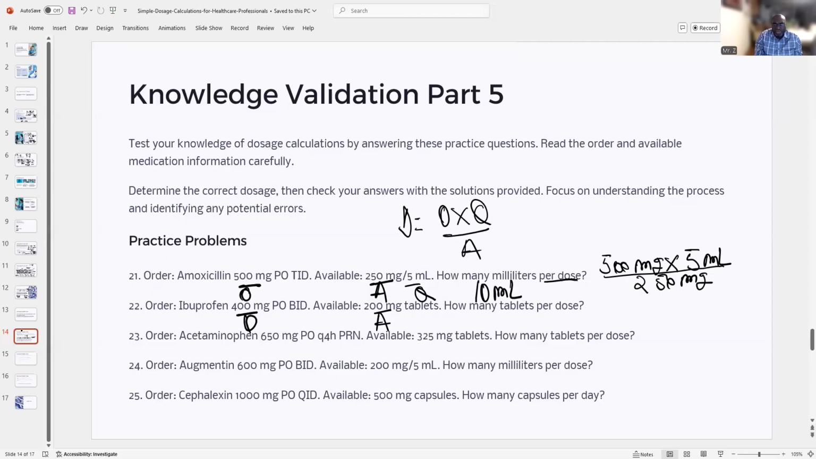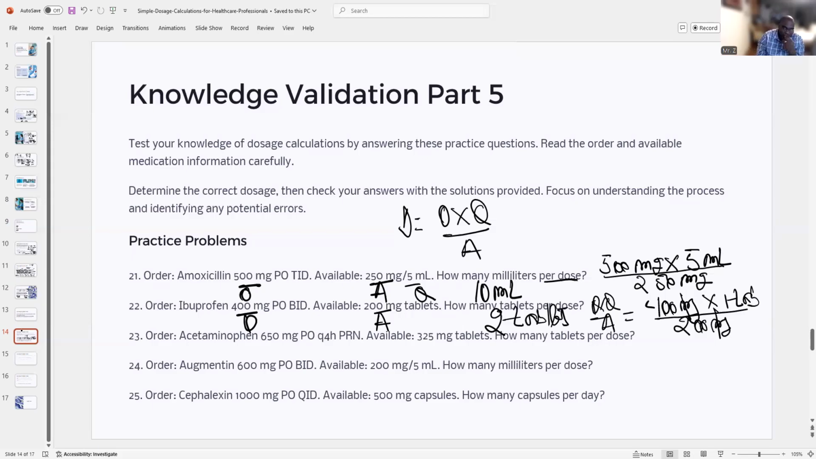So you're gonna do dosage equal order times quantity divided by available. So your order is what? 400 milligrams. I told you quantity is always going to be 1. If it's a capsule, 1 capsule. If it's a tablet, 1 tablet. Divided by available, which is 200 milligrams. Milligram cancels. The answer you're going to have is 2 tablets.